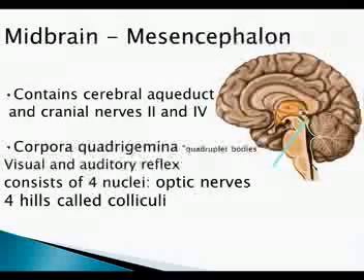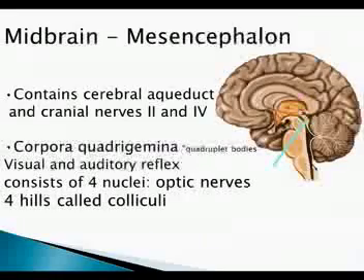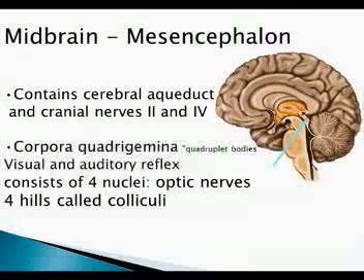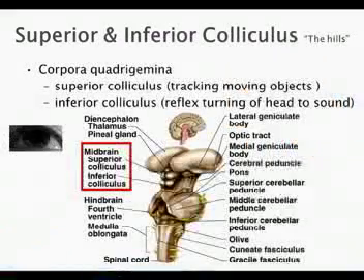And there's another structure here called the corpora quadrigemini. And again, we'll break that word down. Corpora basically means body, like corpse. And then quadrigemini means four, and Gemini also means body. So it's basically a quadruplet of bodies or structures, specifically called the colliculi. And colliculi means little hills. So these four hills that are composed in this structure are dealing with optical reflexes.